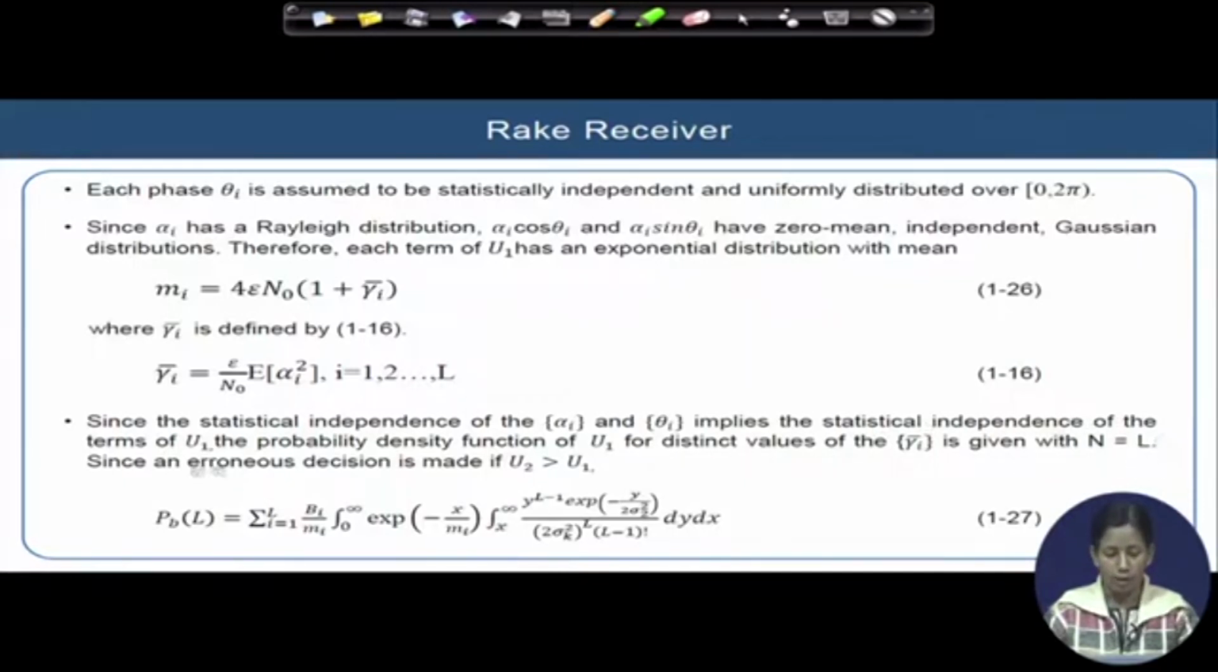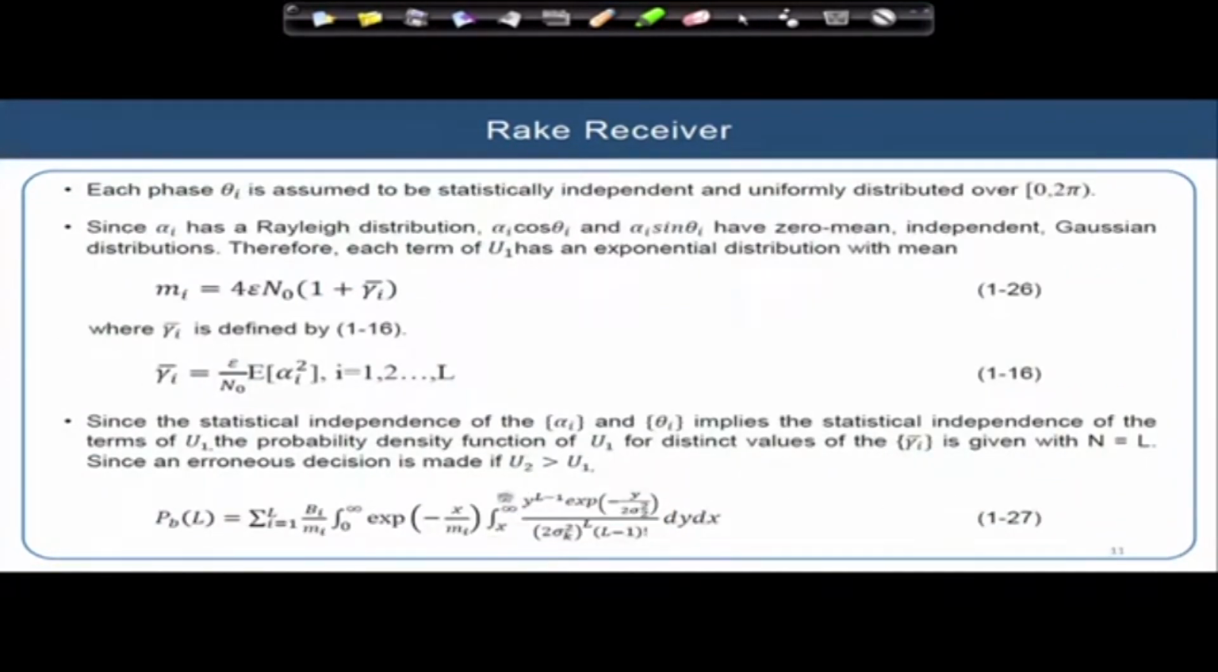An erroneous decision can be made if U2 is greater than U1, that means the noise components are very high with respect to U1. If this situation happens, then the error probability will be given by this expression. What are the independent components inside it, for example Bi and so on? We will be discussing it in a later slide.